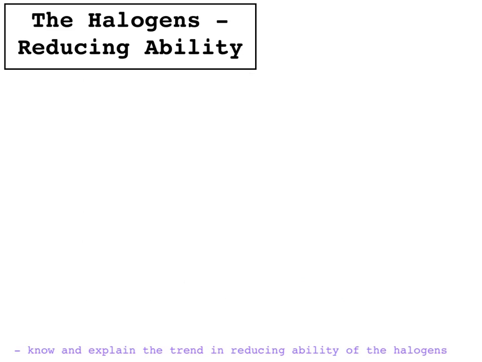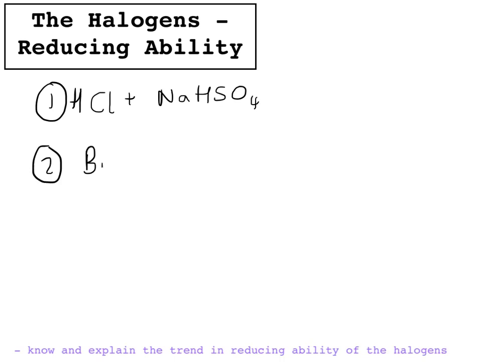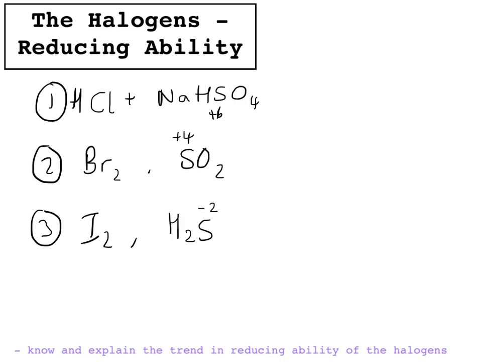So if we just go through those three reactions again, we've got chloride ions, number 1, which made hydrogen chloride and sodium hydrogen sulfate, and that was not a redox reaction. The sulfur still had an oxidation state of +6. The second reaction made bromine and SO2, where the sulfur there has an oxidation state of +4, and the third reaction made iodine, and the most reduced product was H2S, which had an oxidation state of -2, the sulfur there. And so you can see that as you go down the group of halogens, they get better at reducing.